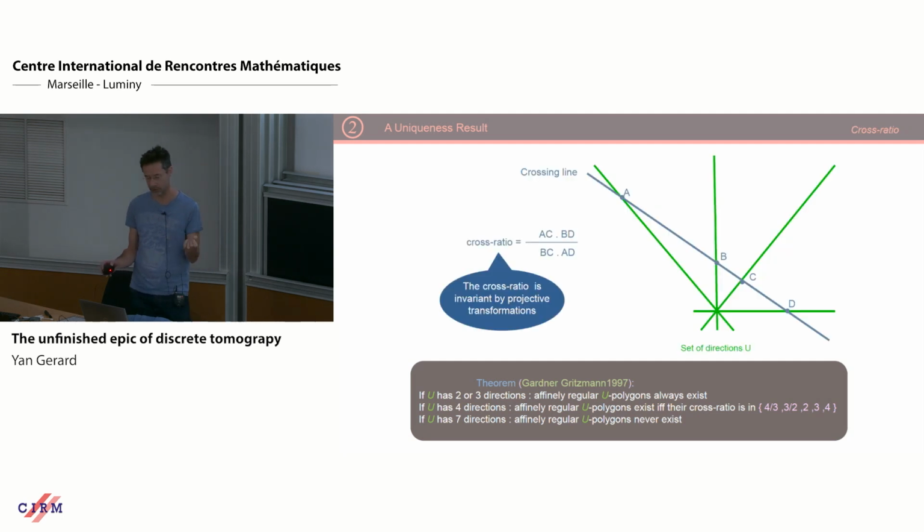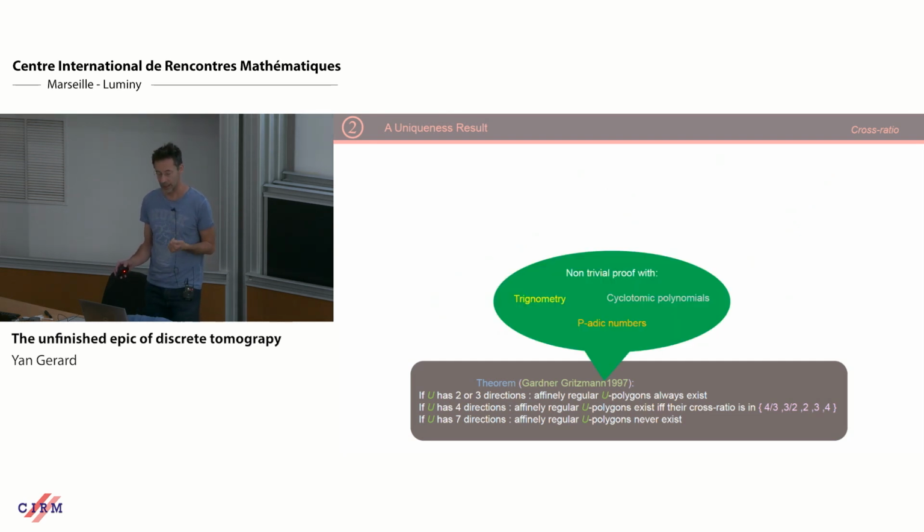And that's the result that Gardner and Gritzmann have shown. They have shown that these affinely regular U polygons can only exist under some assumptions. The assumption is that you need the cross ratio to be in a small set of values. And if the cross ratio is not in this small set of values, then there is no U polygon. The result is that for 2 and 3 directions, you always have U polygons. When you have 4 directions, then you have U polygons only in the case where the cross ratio is in these values. And when you have 7 directions, you cannot have U polygons. It does not exist.